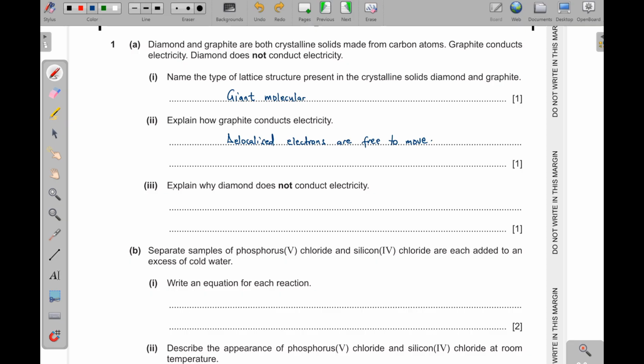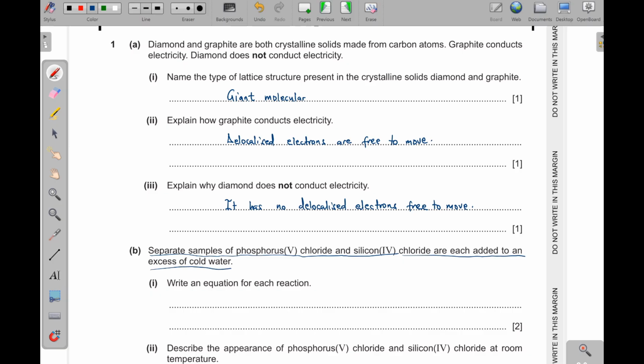Okay. Then Roman 2, explain why diamond does not conduct electricity. Diamond has no delocalized electrons to move. Okay, it has no delocalized electrons free to what? To move. As simple as that.